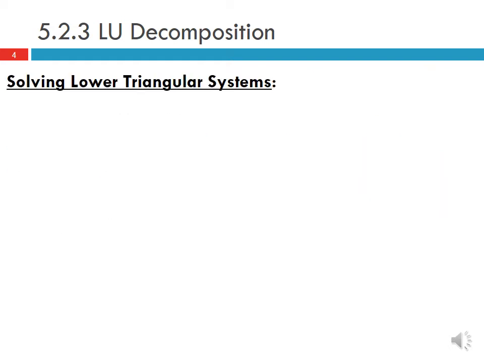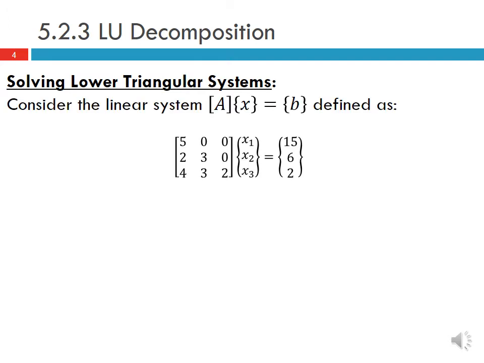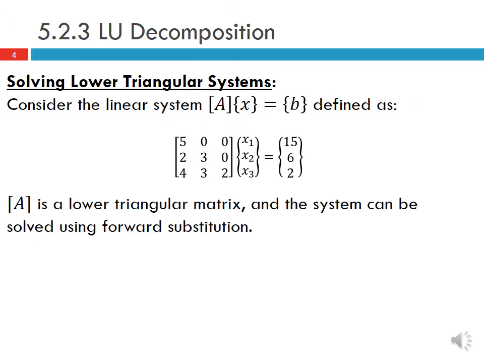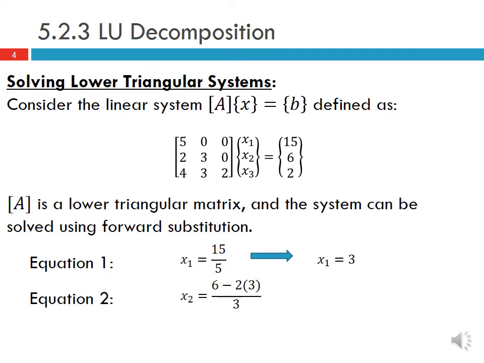So let's look at solving lower triangular systems. We consider the linear system AX equals B defined as here with a lower triangular matrix for A. The system can be solved using forward substitution. So we start with equation 1, and we get x1 directly is equal to 15 over 5, which is equal to 3. Then we move to equation 2, and we can see that x2 is equal to 6 minus 2 times x1, which is 3, all divided by 3. So x2 is equal to 0.